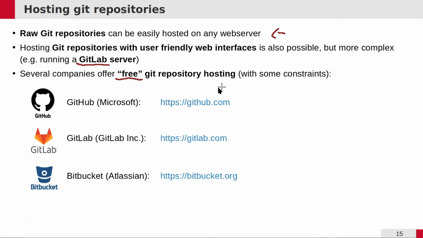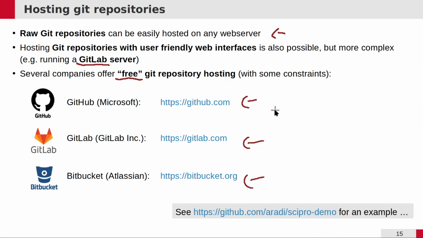The three big ones are GitHub, which was bought by Microsoft a few years ago. This is the most popular, and most of the open source projects are hosted on GitHub. The other very big player is GitLab, which is run by the company GitLab Inc., and Bitbucket, which is run by Atlassian. If your project should be known to very many people and you want other people to collaborate, then maybe you should think about hosting your project on one of those commercial sites.